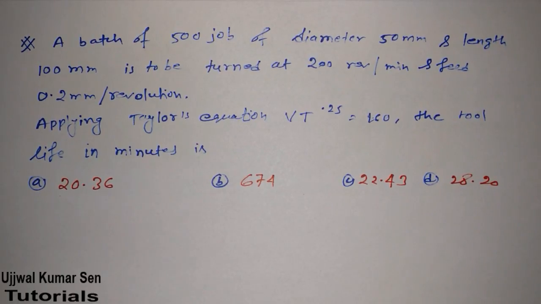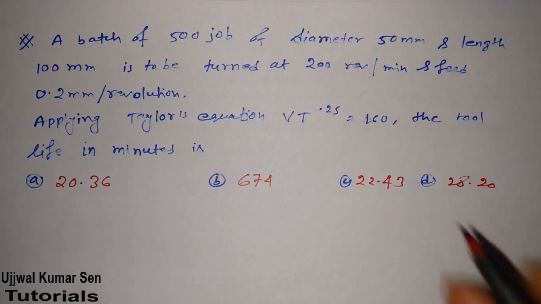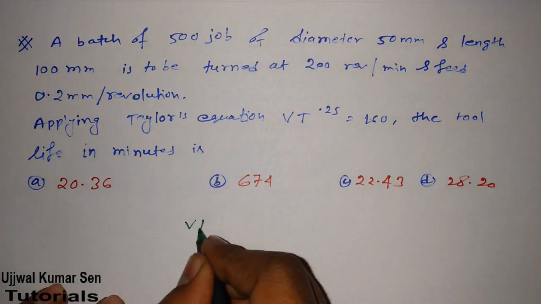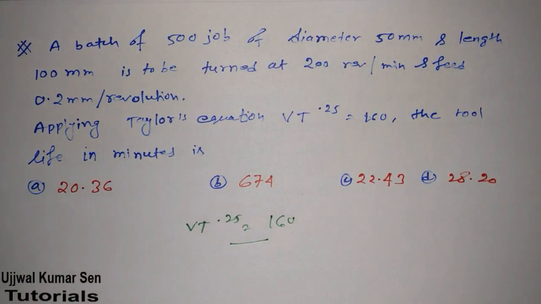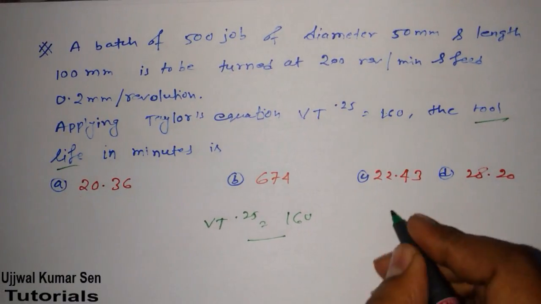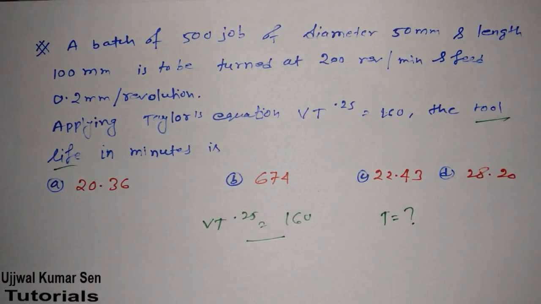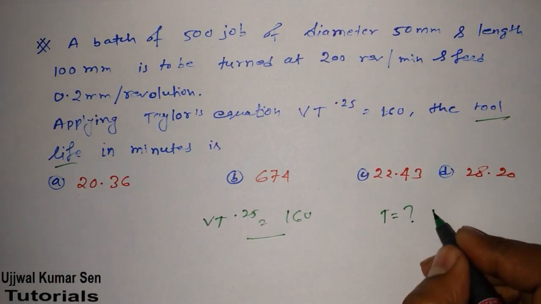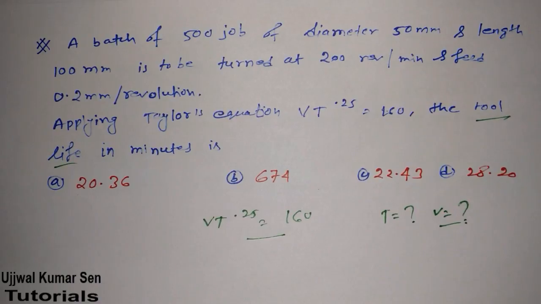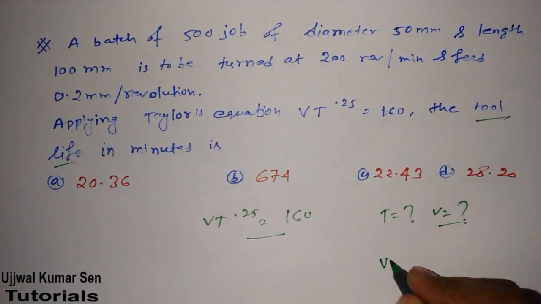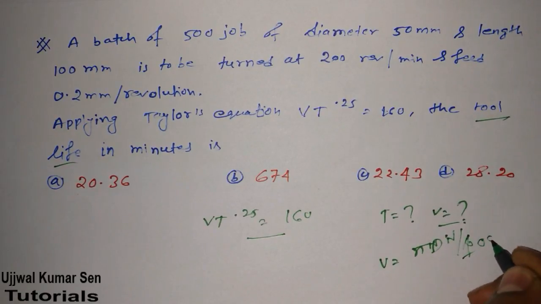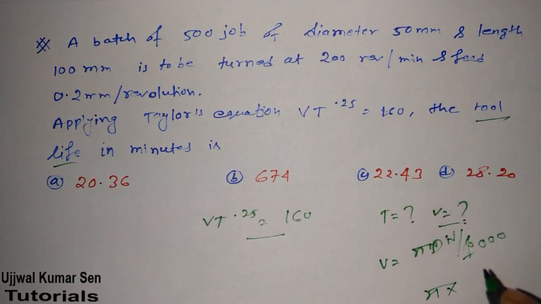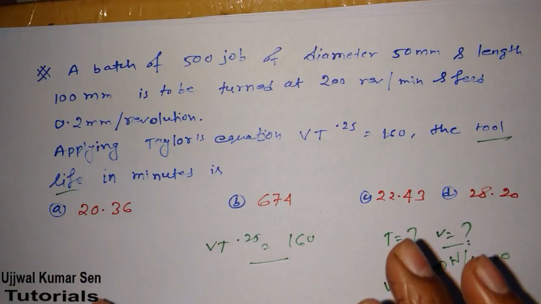Now what we have given in this question, applying Taylor's tool life, is VT to the power 0.25 is equal to 160. I have to find out tool life, again I have to find out T. Everything is given, I have to just find out V. What we know is V is equal to pi DN by 1000, because of the unit.